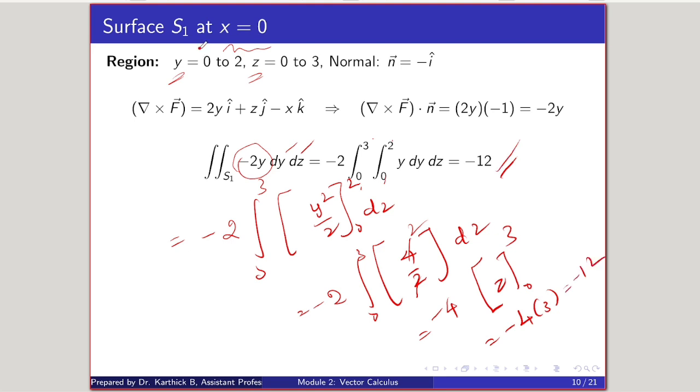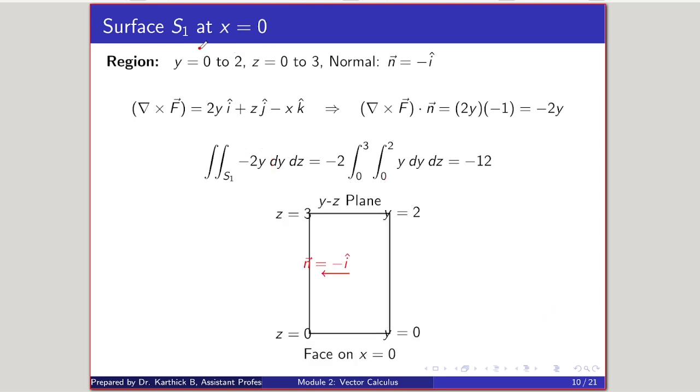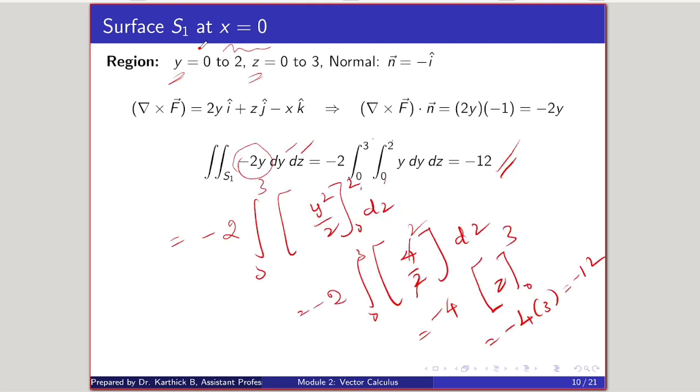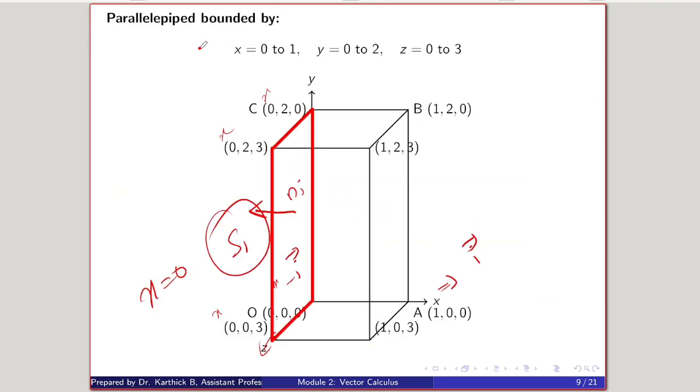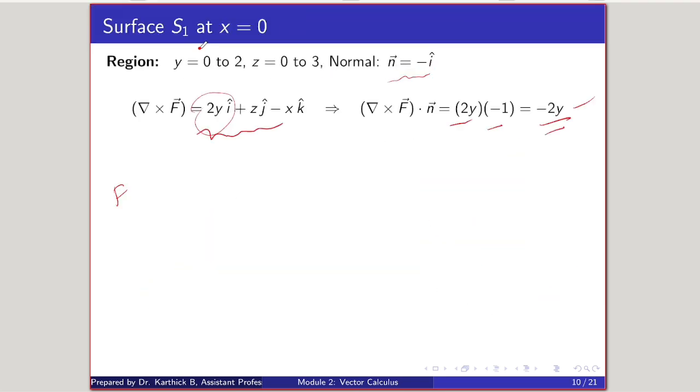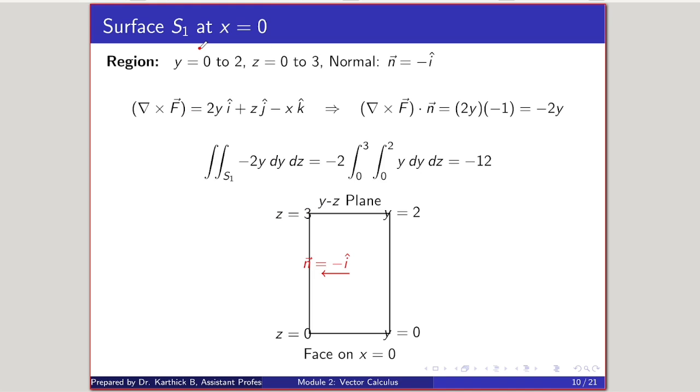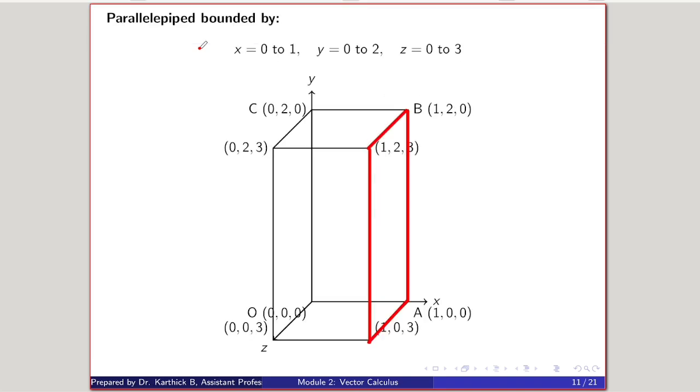That's it. Okay. Next, this is the region. That means we see here, this is the S1 surface. For our simplicity and understanding purpose, I have given that it will be on x equal to 0. So here the plane will be the YZ plane. So z moves from 0 to 3, y moves from 0 to 2. That's all. Then we go for the next surface.